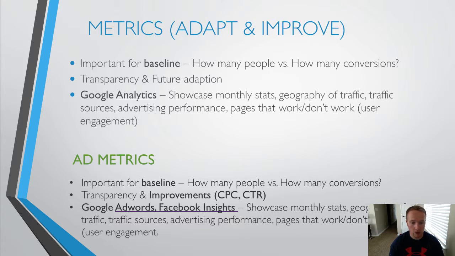Similarly, when you're running an ad campaign through, for instance, Google or Facebook, it's really important to pay attention to the ad metrics. Again, important for a baseline, how many people versus how many conversions, but it's also important for transparency and improvement. So you can actually see how much you're getting charged per click. So CPC is cost per click and CTR is click-through rate. So you can see that for every 1,000 people visiting your website, only one is clicking through, seeing your advert. So you may want to try and hone your advert to get a better click-through rate. Similarly, if you see your cost per click creeping up by monitoring the ad metrics, you can start to adapt your ad copy or your targeting or so on.